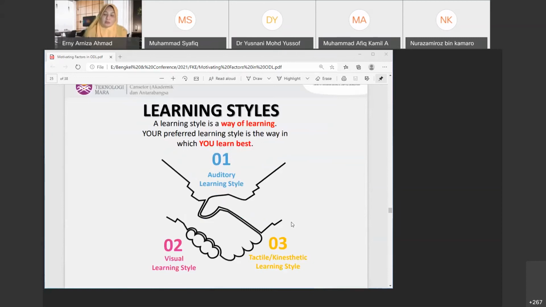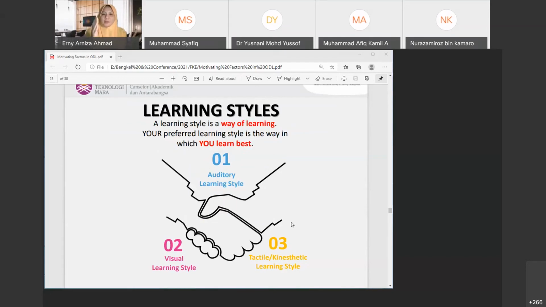Okay, so you need to know. Sebab tu tadi Madam cakap, kata buat dulu yang SWOT analysis tu. Okay, kenal diri sendiri dulu. Right? Okay, then one of it, identify this one, learning styles. Okay, what is learning style? So learning style is the way of learning.